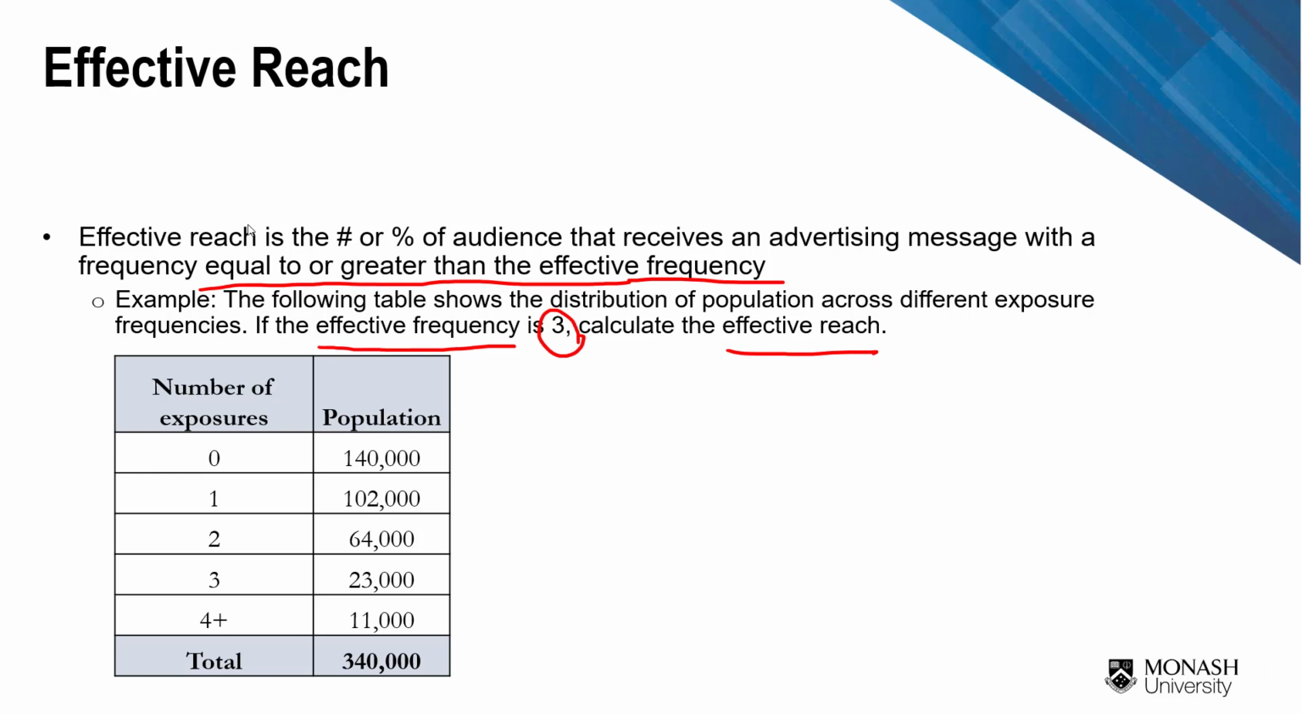If the frequency is equal to or greater than 3, that means we are counting people with a number of exposures of 3, which is 23,000. And we are also going to count the number of exposures of 4, so that will be 11,000. So the effective reach will be equal to people who had 3 exposures, which is 23,000, plus 4, which is 11,000. Why? Because again, effective frequency is the minimum number of exposures, so anything after that is captured already by default. So 23 plus 11 will give you 34,000. That is basically your effective reach.